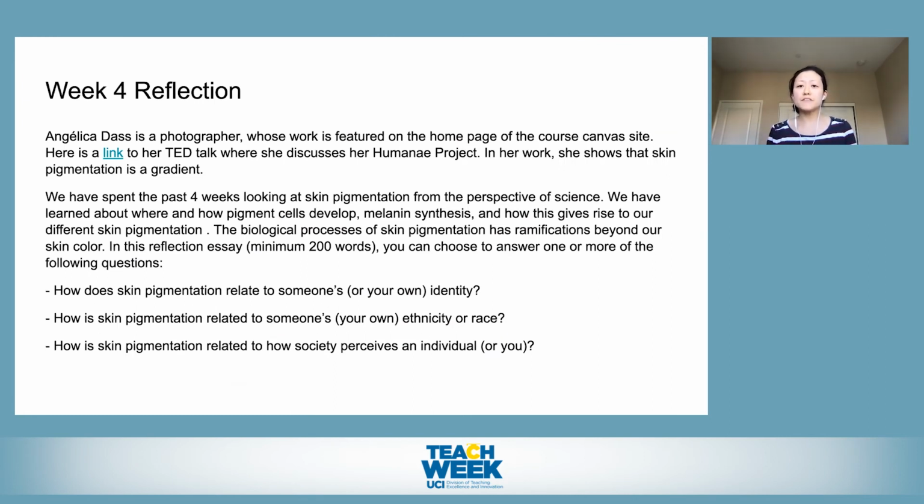This time, I specifically guide them to talk about how skin pigmentation is related to their identity or race or ethnicity, or how society perceives them. They also have the option to talk about someone else, if they don't want to talk about themselves. I do this because I want them to really connect what we're talking about with the greater society, right? For some students, this is a redundant question because they've already talked about racism and discrimination in their first week reflection. But a lot of students don't talk about that, so this directs them to talk about how our society treats people of different skin pigmentation differently.